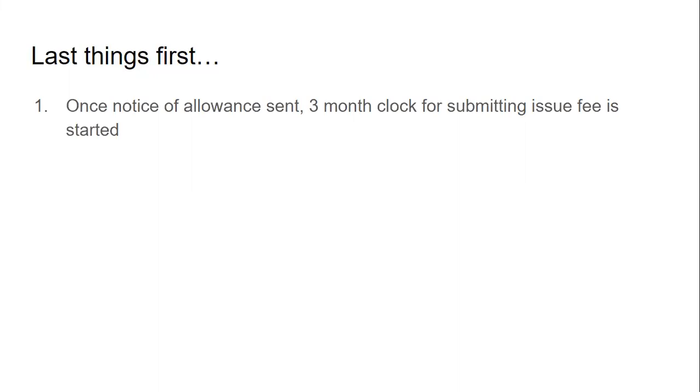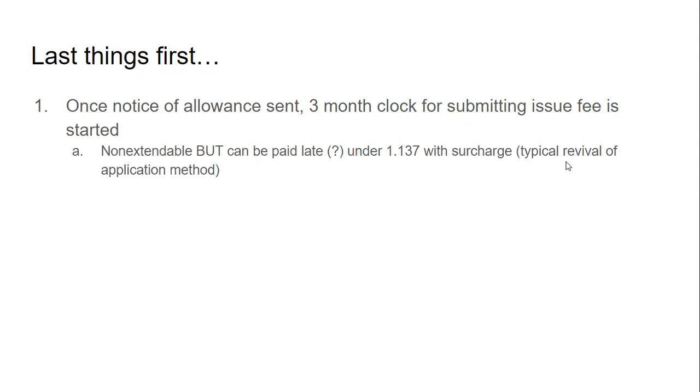So once a notice of allowance is sent, that starts a 3-month clock for submitting the issue fee. Now this is a non-extendable timeline, but it can be paid late under 1.137 with a surcharge. And so rule 1.137 is the rule for abandonment. Basically everything for abandonment goes through this rule.